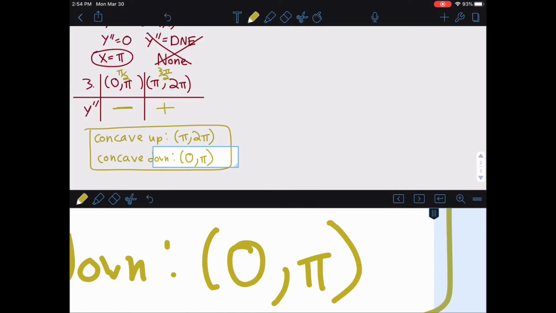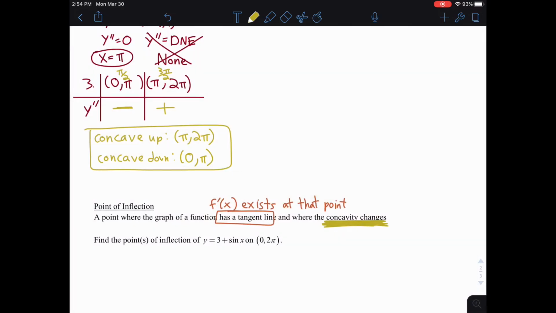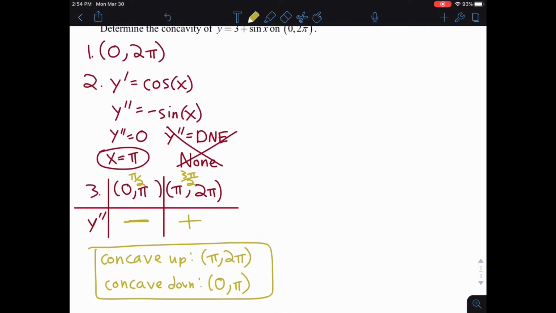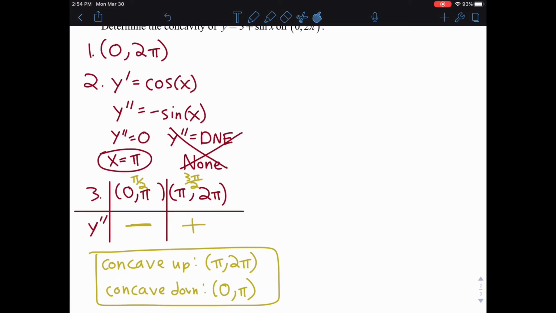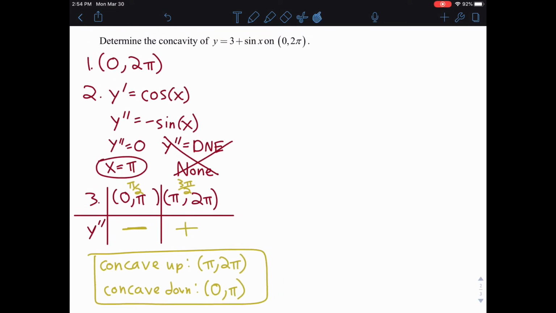So ultimately, this work looks very similar to what we've been doing so far this chapter, right? But it's crucially important to understand why we have to do these steps of plugging everything back into y double prime, okay? If I want increasing or decreasing intervals, I use y prime. If I want to know maxes and mins, I use y prime. If I want concavity, I have to do this with y double prime.